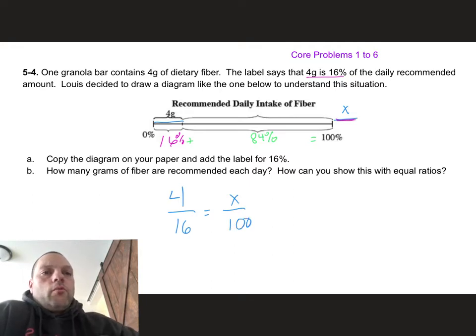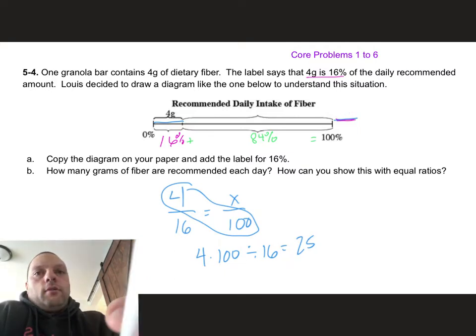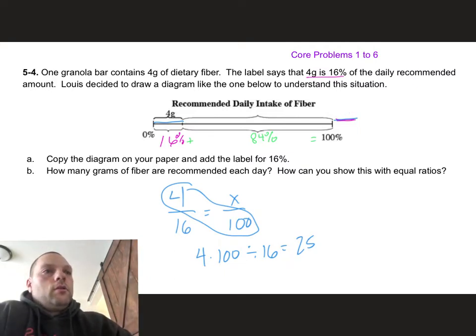Okay, so remember the easy way to solving a proportion is just cross multiplying and then dividing. So 4 times 100 divided by 16. So 400 divided by 16 would get me to 25. So that means my X value now changes into 25. So that total is out of 25.